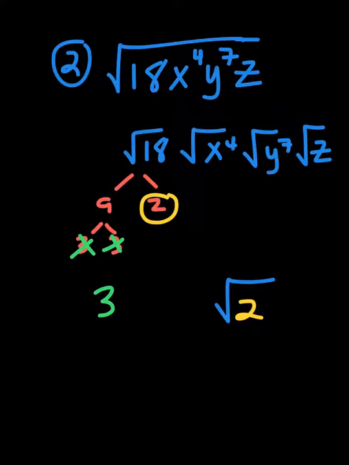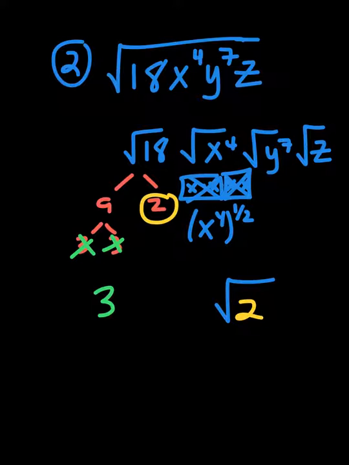X to the 4th, if I think about it, is really x times x times x times x. And so if I'm looking for pairs, this pair of x's tells me that I can bring one x out in front of my square root. And this pair of x's tells me that I can also bring another x out in front of my square root. If you think about it, this is really x to the 4th raised to the 1/2 power. And when I have a power to a power, that gives me x squared, because 4 times 1/2 is 2. So a whole x squared is going to come out in front, because I really had 2 pairs of x's to cancel.